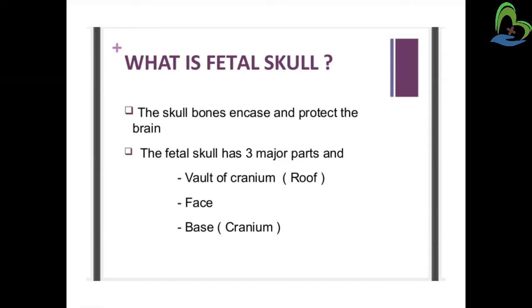Okay. So, the fetal skull has three major parts. What are they? That is the vault of cranium, which is also known as a roof. Then the second one is the face and the third one is the base of the cranium. So these all three are major parts of the fetal skull.